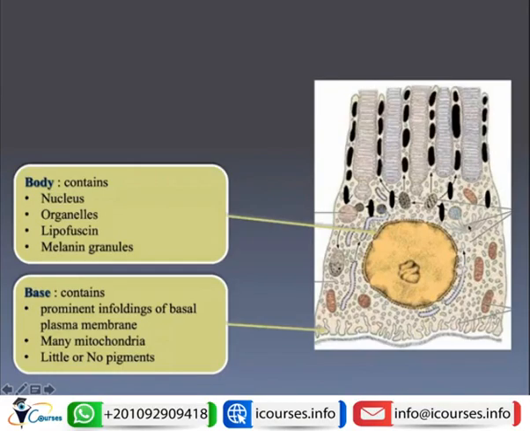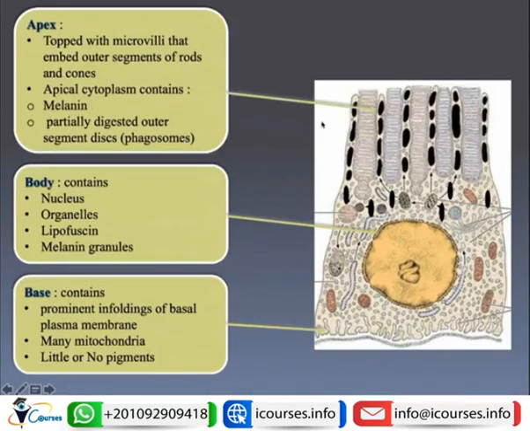and can contain some organelles like the Golgi apparatus, as you can see here, and endoplasmic reticulum, as you can see here. There may be some lipofuscin granules, and these granules will be responsible for the yellowish color of the fovea, and the melanin will start to appear at the body.